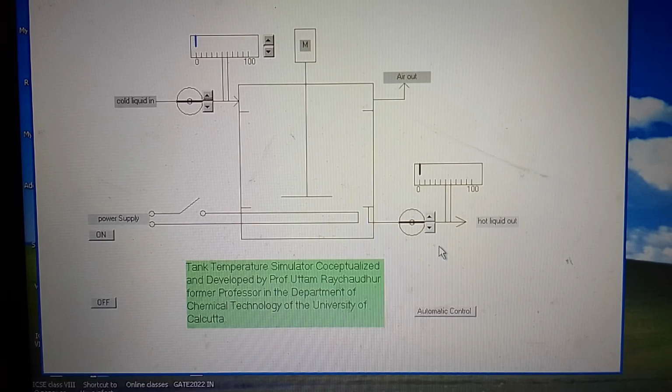Today I will discuss the temperature control system. Initially, we will see how difficult it is to control temperature manually.